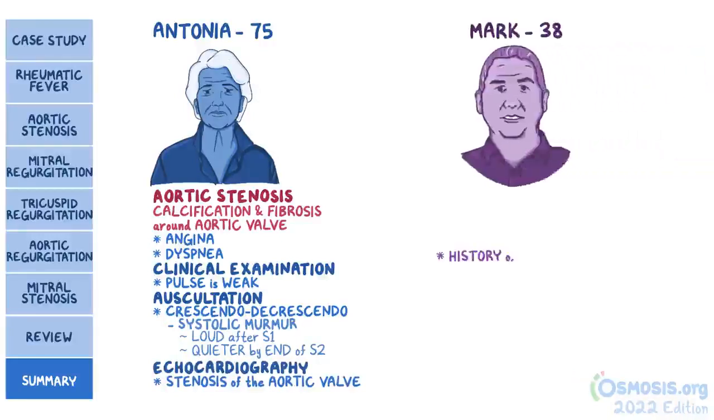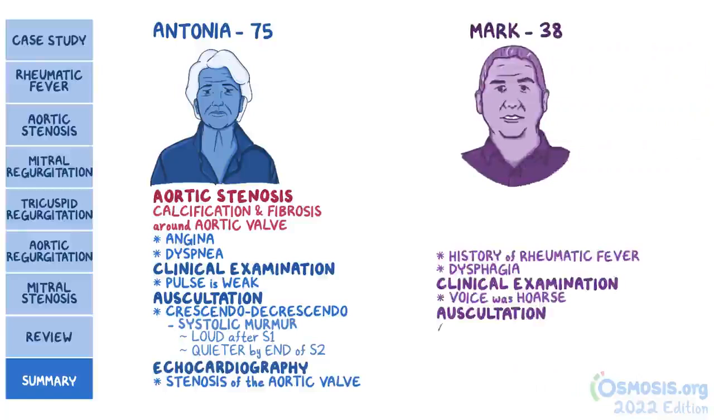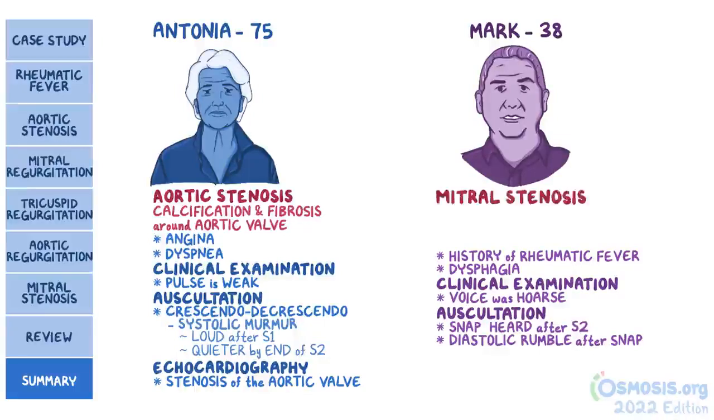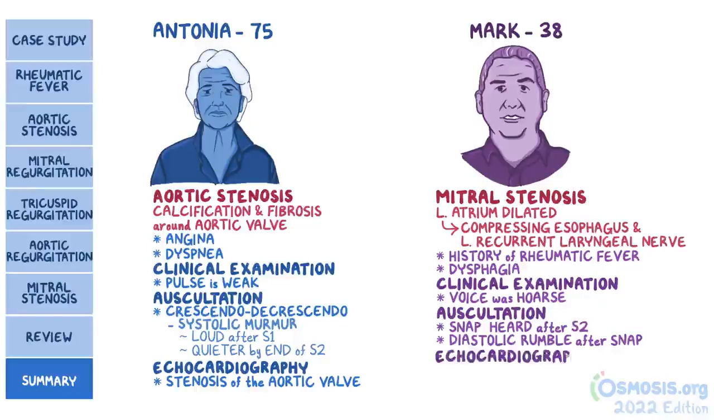Now, Mark has a history of rheumatic fever and is complaining of dysphagia. On clinical examination, his voice was hoarse, and on auscultation, a snap is heard after S2 with a diastolic rumble after the snap. Based on his history of rheumatic fever, his symptoms of dysphagia and hoarseness, and auscultation, we can assume that Mark suffers from mitral stenosis and his left atrium might be really dilated, compressing the esophagus and the left recurrent laryngeal nerve. Echocardiography confirmed mitral stenosis and a dilated left atrium, and ASO titers were elevated.